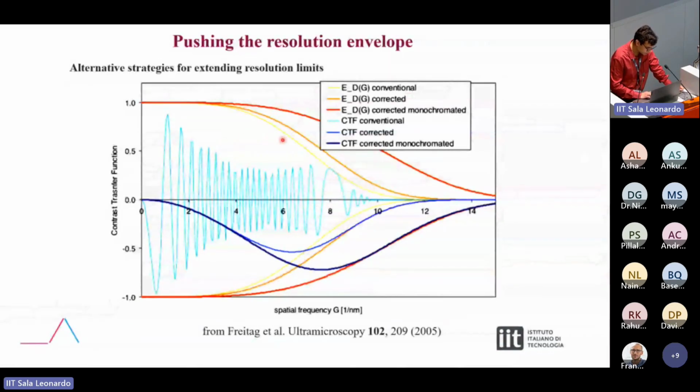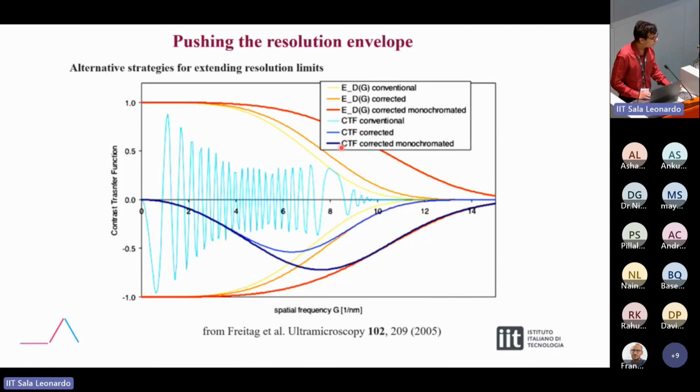So this is the conventional one. The yellow line is for the conventional microscope, the orange line is for the corrected one, and the red line is for corrected and monochromated. Why this improves with the correction, I'm just going to explain soon.